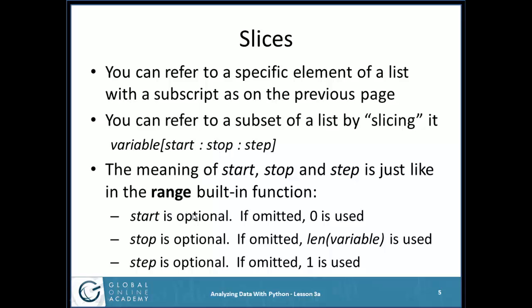Start is optional. If I leave it out, 0 is assumed. Stop is optional. If I leave it out, the length of the variable is assumed. Step is optional. If I leave it out, a 1 is used. So you can see when we referred to just x square bracket 0, that was a slice where I left out the stop and the step.